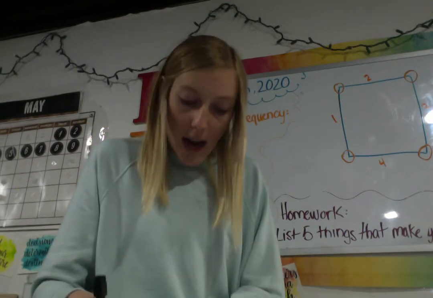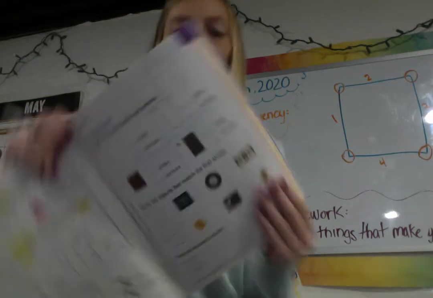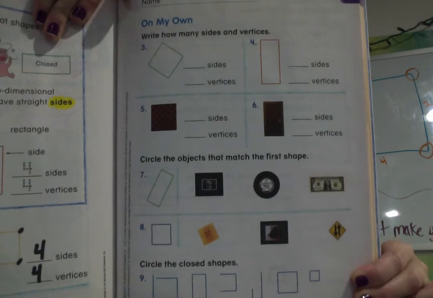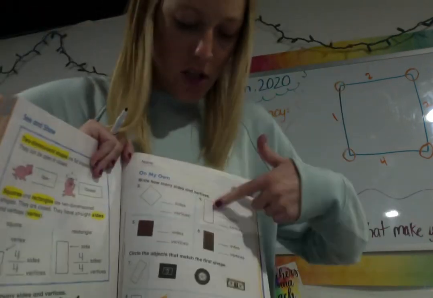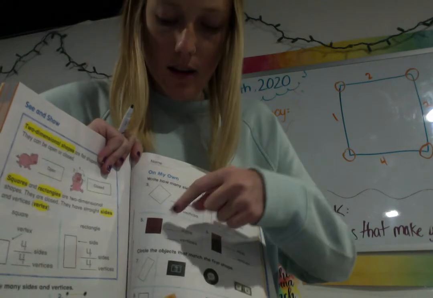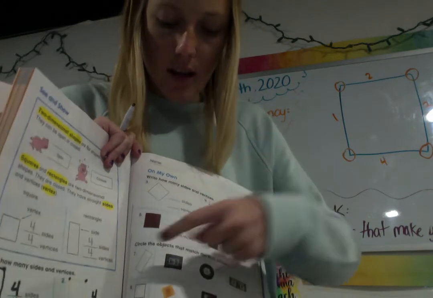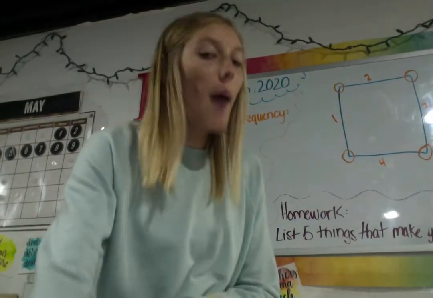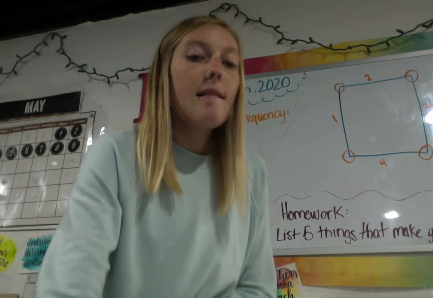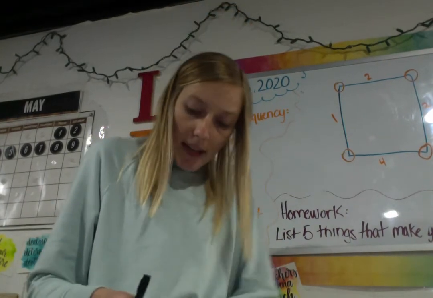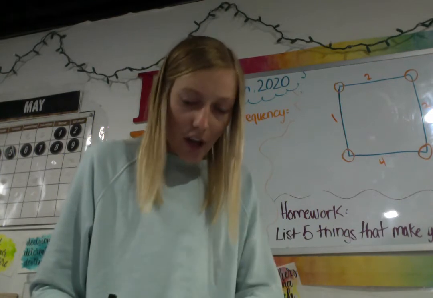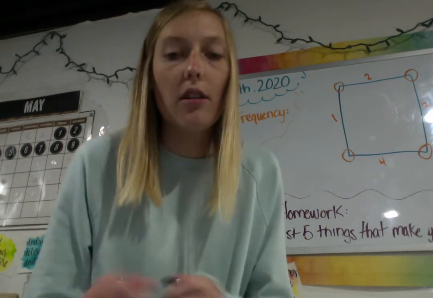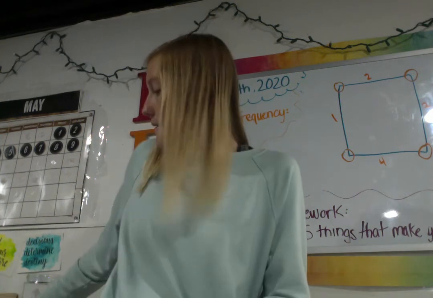Good, so I want you guys to try to do page 637 on your own. At the top, the first 4, you're just doing what we just did. It's counting sides and corners. And then you're finding matching shapes. And then circling closed and open shapes. Take about 2 to 5 minutes, do that on your own, and then we're going to go over it together, okay?